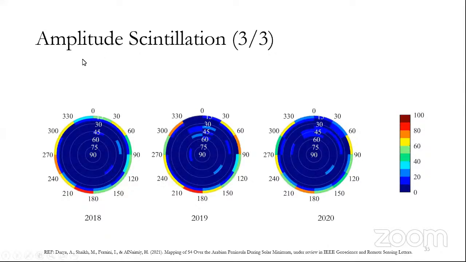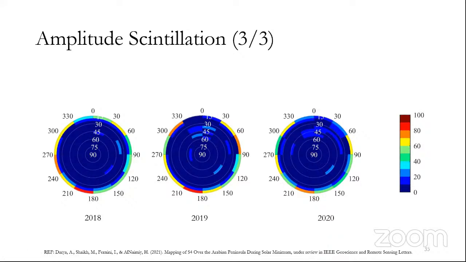We have here the amplitude scintillation for 2018, 19, and 20, and we look at it in terms of azimuth and elevation angles. Most of the occurrences, which are colored as percentages from 0% to 100%, are around the edges at low elevation, so 15 to 25 degrees, which is expected. But we observed some pockets of irregularities towards the north and the east of the receiver, which is not expected.